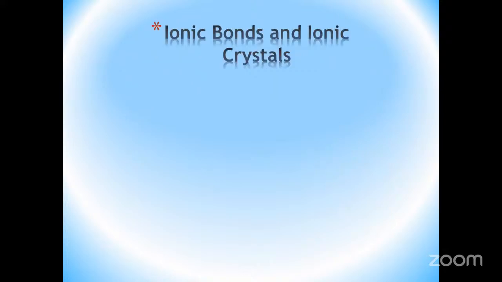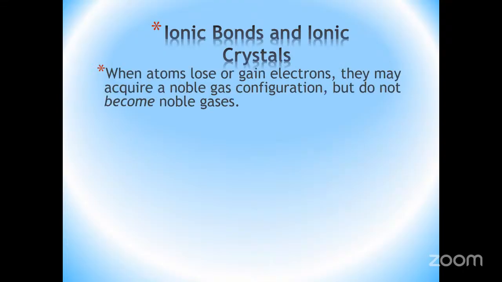Now let's talk about ionic bonds first, and then we're going to talk about covalent bonds in more detail. So as we said before, ionic bonds are typically formed between metals and non-metals. And what will happen is that, as I said before, the metals will lose electrons, and those electrons will be transferred to the non-metal. Now, as a result, they may acquire noble gas configuration, but please remember that they're not becoming noble gases.